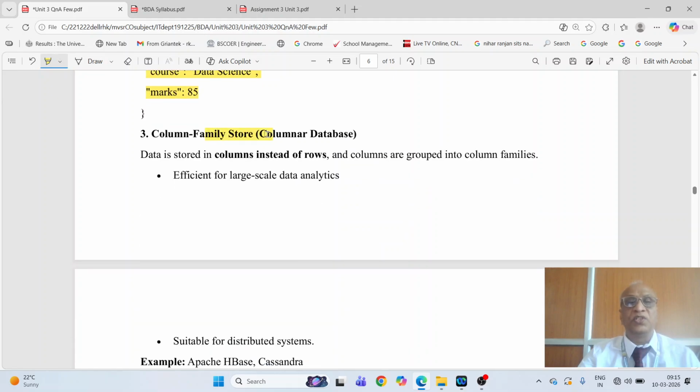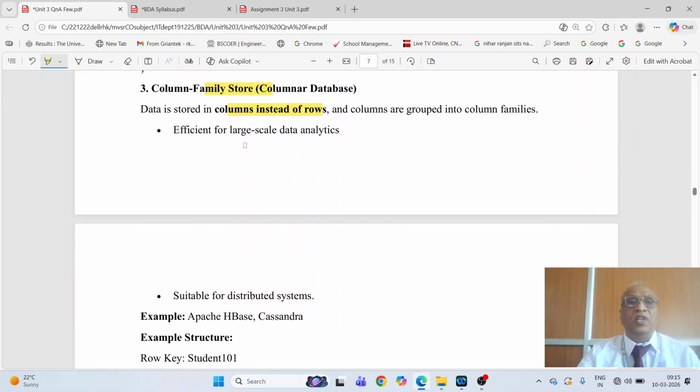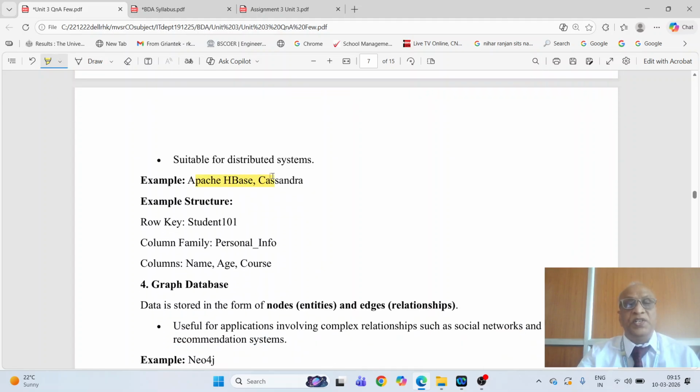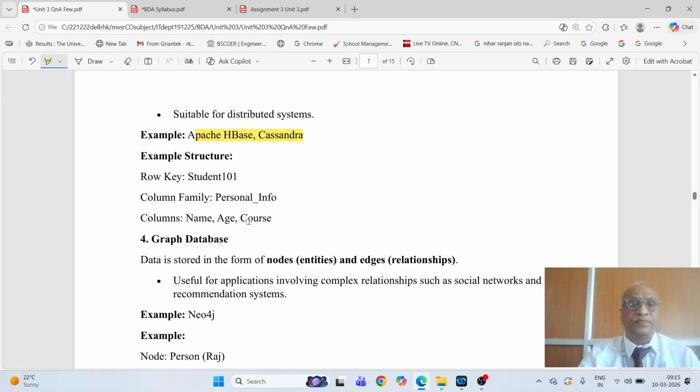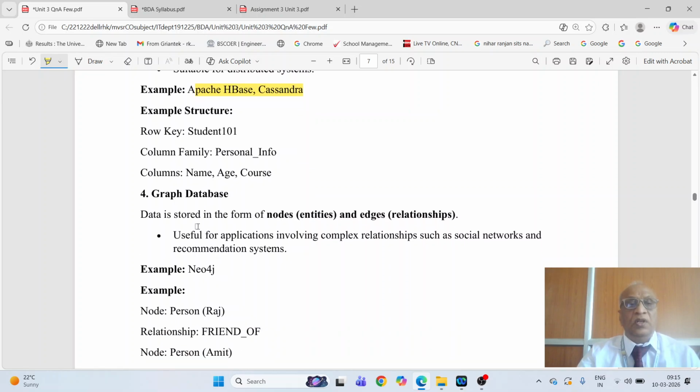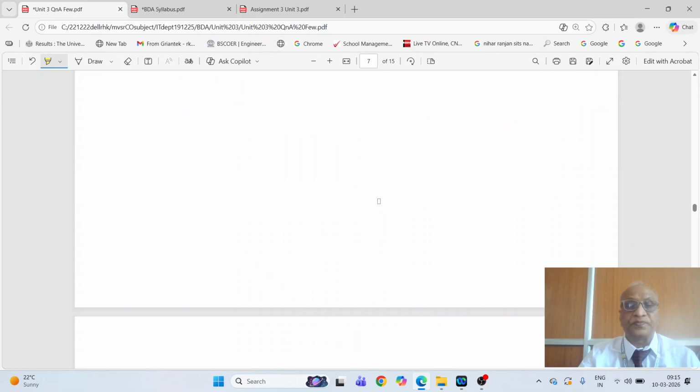Coming to column family store, the data is stored in columns instead of rows. They are suitable for large-scale data analytics. Apache HBase and Cassandra are the examples. The next data model is graph database. Example is Neo4j. Here nodes are entities and edges are the relationships.